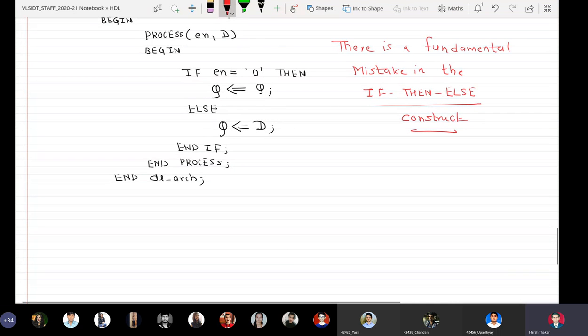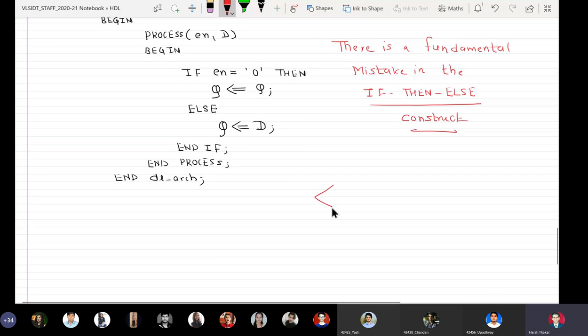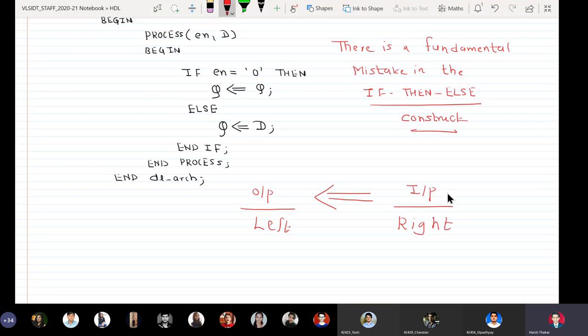The problem here is this. I already told you that in case of assignment operator, to the left of assignment operator, I can add only output signal, and to the right of assignment operator, I can write only input signals. Can you tell me in which statement this rule is violated? So Q is assigned Q. Yes, that is a problem here.